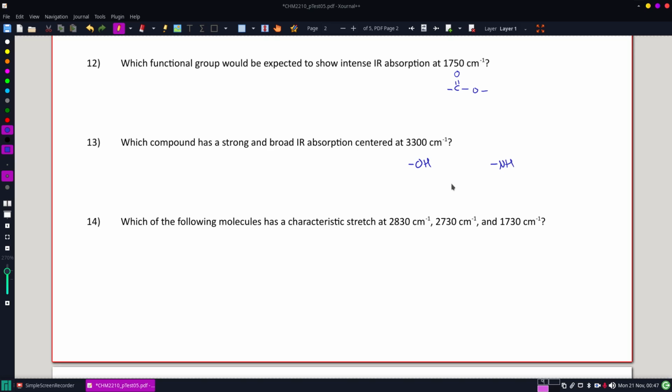And 14, which of the following molecules has a... Which of the following molecules? There's none listed. 2830, 2730, and a 1730. Well, the 1730 is a carbonyl, and the 2800 and 2700 tells you it's an aldehyde.